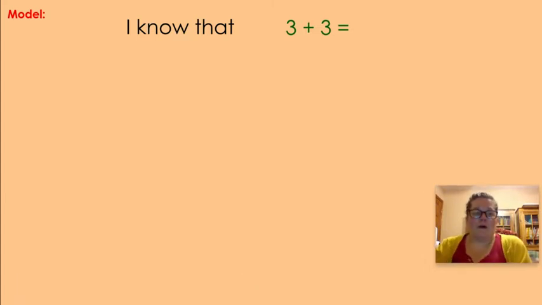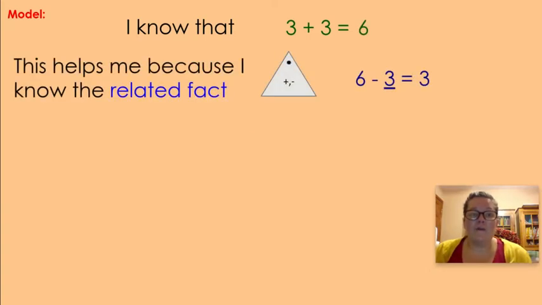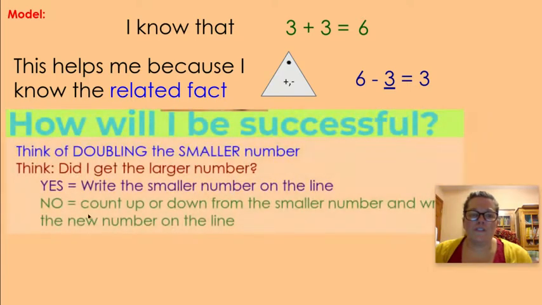All right, let's take a look at my model. I know that 3 plus 3 is a doubles fact and it equals 6. All right, now that can help me because I know my related facts for my fact family. If I turned it into subtraction, the 6 would be at the top of the triangle. So 6 minus 3 equals 3. All right, so to be successful today, I'm going to think of doubling the smaller number and then think, did I get the larger number?